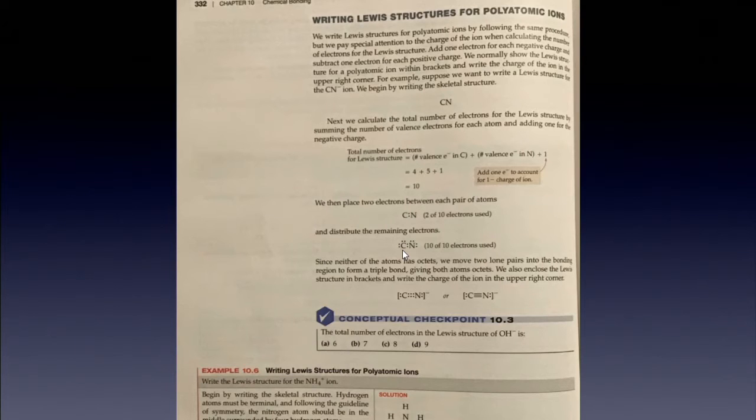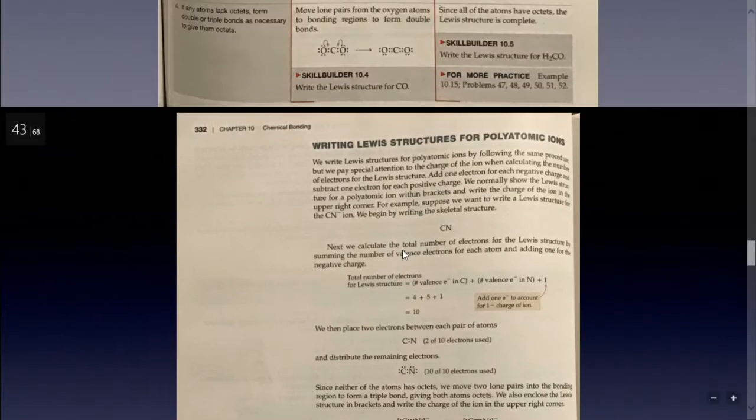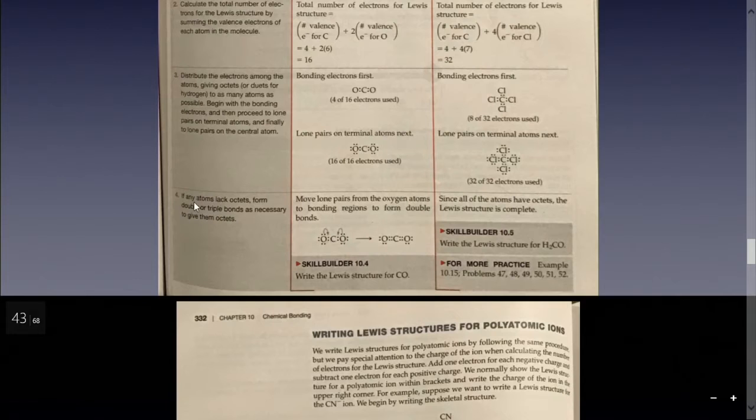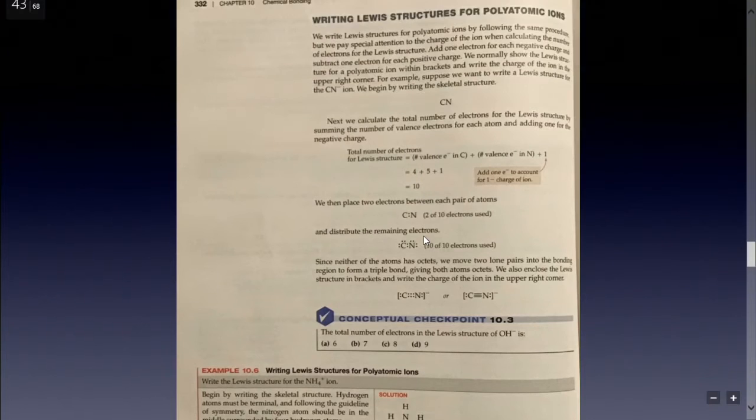You have to borrow. Step 4 is, if any atoms lack an octet, then you can borrow electrons and form double or triple bonds as necessary so that you can give everything an octet. And we are going to form a triple bond. That'll be fun. The way we're going to do that is we're going to borrow 2 electrons from the carbon. We'll put them here.